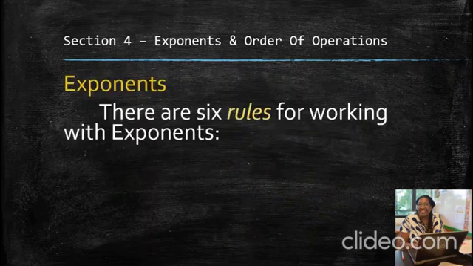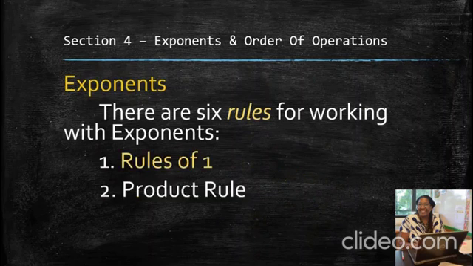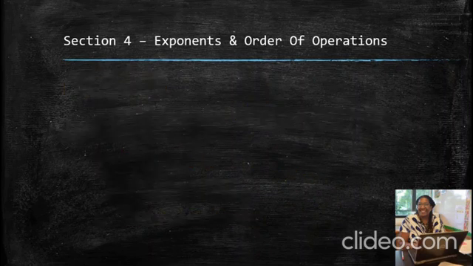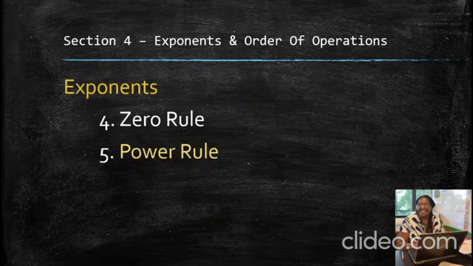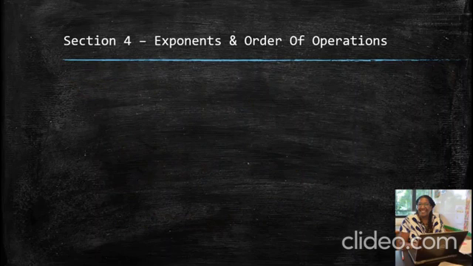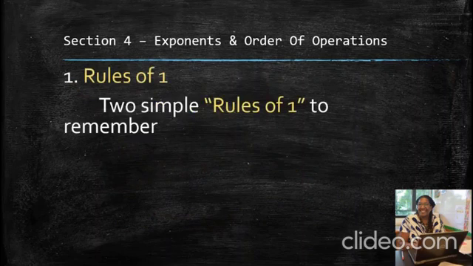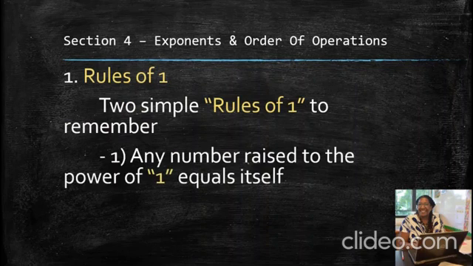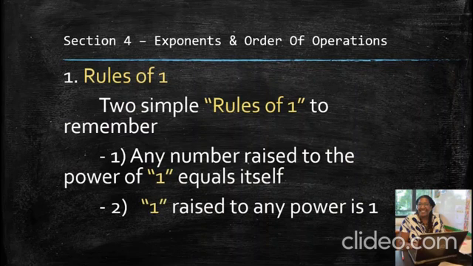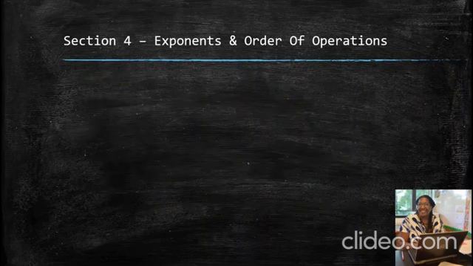There are 6 rules for working with exponents. We have the rules of 1, the product rule, the quotient rule, the zero rule, the power rule, and the rule of negative exponents. Let's talk about the rules of 1 more specifically. There are 2 simple rules of 1 that we must remember. The first one is any number raised to the power of 1 equals itself. The second rule of 1 is that 1 raised to any power equals 1.